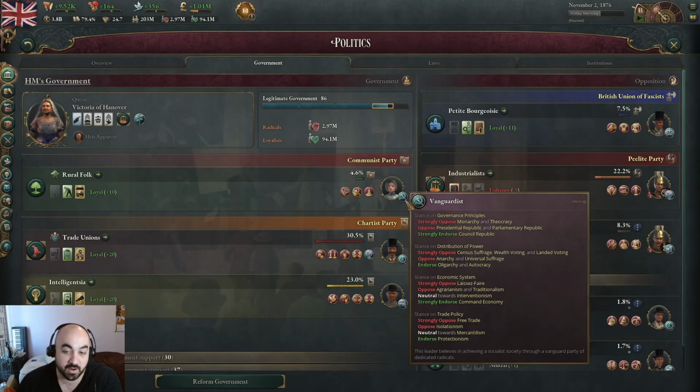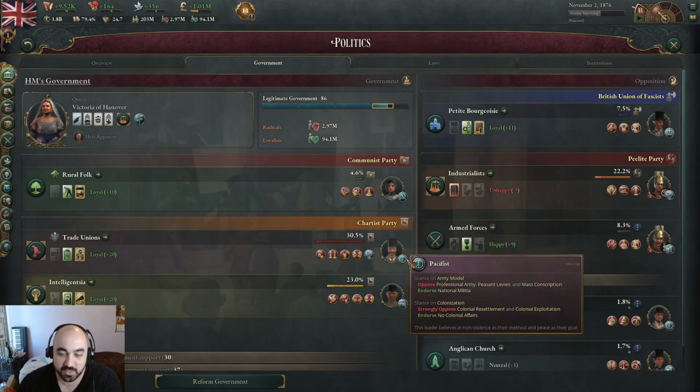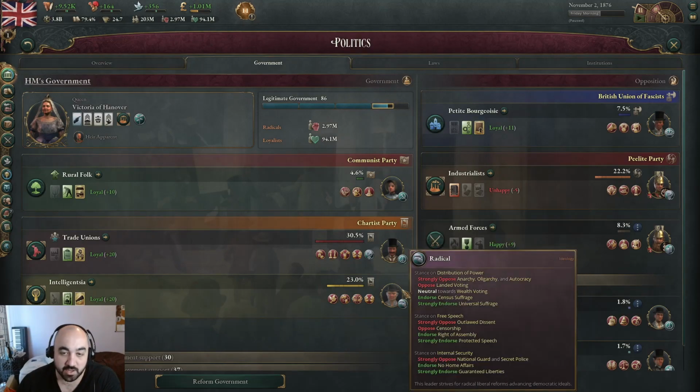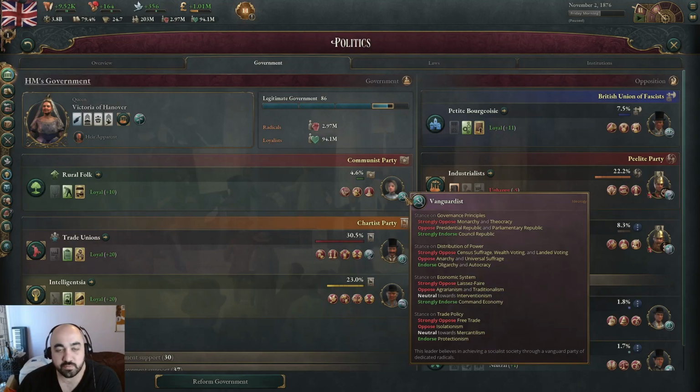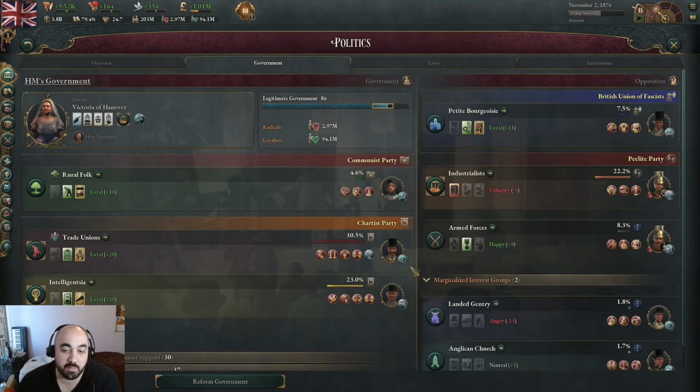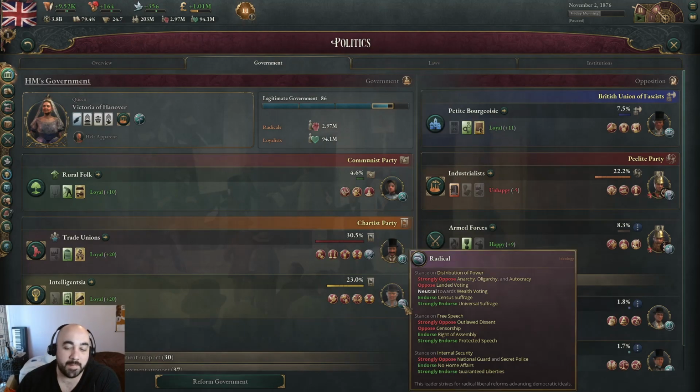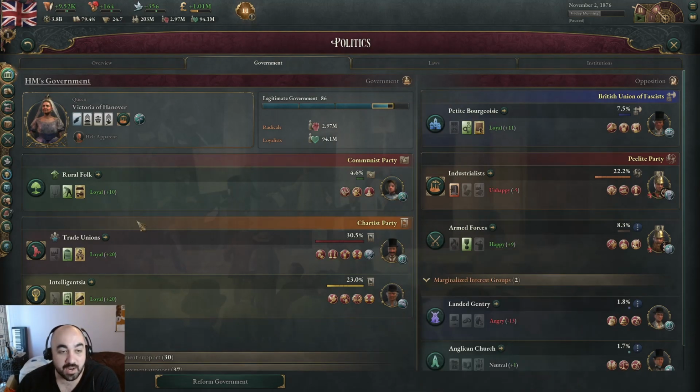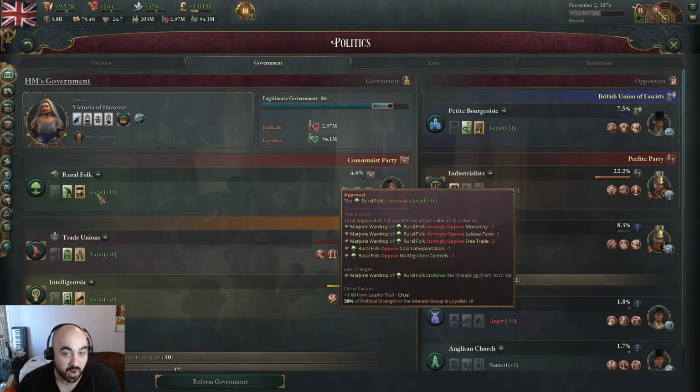So for example, Vanguardists oppose and support a whole bunch of laws specifically. Same with pacifists, and they relate to their ideologies. So oftentimes, you will get event chains, and there are like 3 big interest group ideology event chains. Early on in the game, you will get one where everyone goes radical. And if everyone's radical, it is generally pretty easy to maintain a really high approval rating if you just go radical laws.